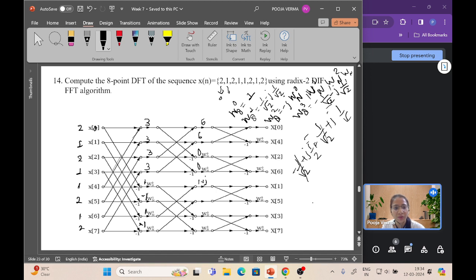So this will be cancelled. So j 1 by root 2 plus j 1 by root 2, that is 2j by root 2. Then what we will get? Root 2j if we solve it. So here we will get root 2j, right? Similarly, we need to calculate here also.